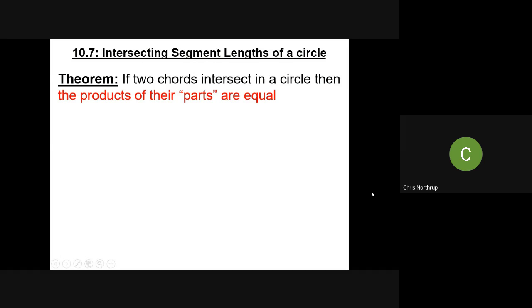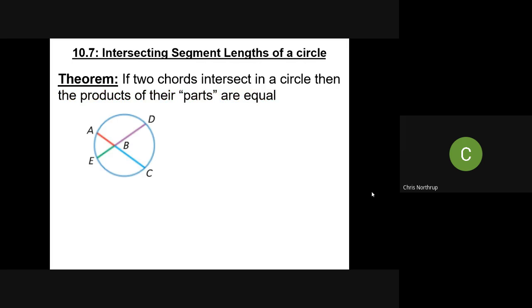All right, in this video for 10.7, we're going to look at some segment relationships where we have tangent and what we call secant segments. To start things off, we're going to take a look at where we have two chords inside of a circle intersecting. Turns out if they do intersect and you look at their individual pieces, when you multiply those lengths together, you get an equal value.